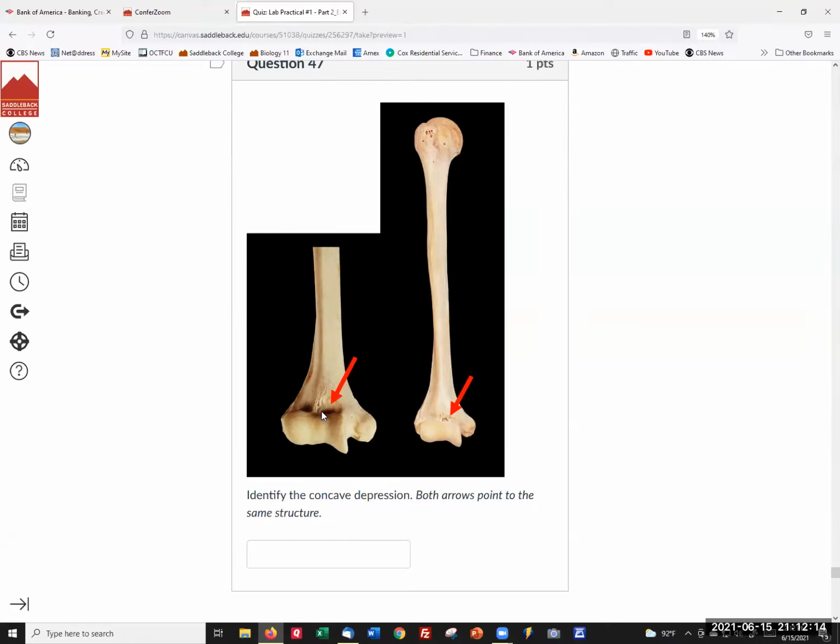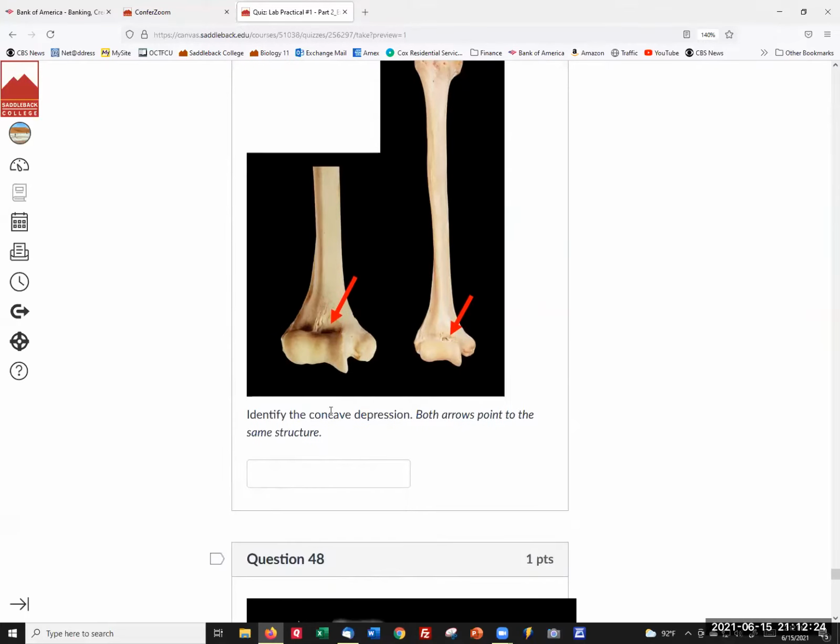And this is called the coronal fossa or coronoid fossa. Coronoid fossa is the one I think was in the study guide. You know, that's probably the hardest question on the test.